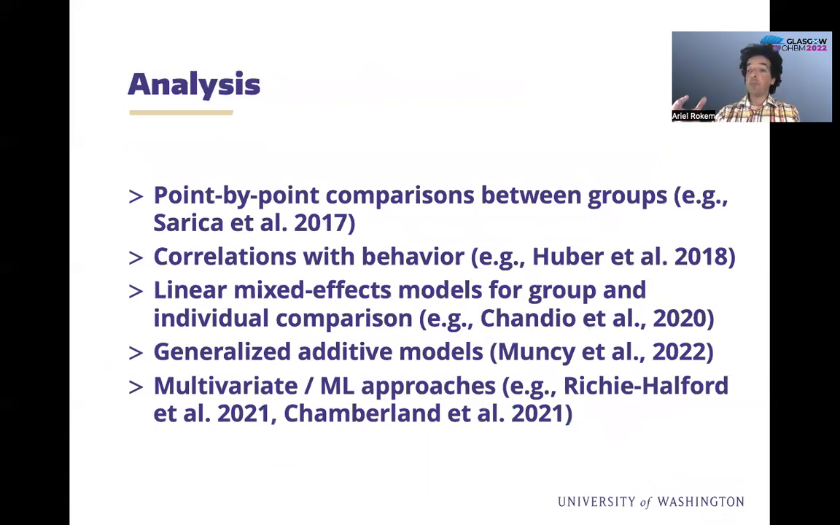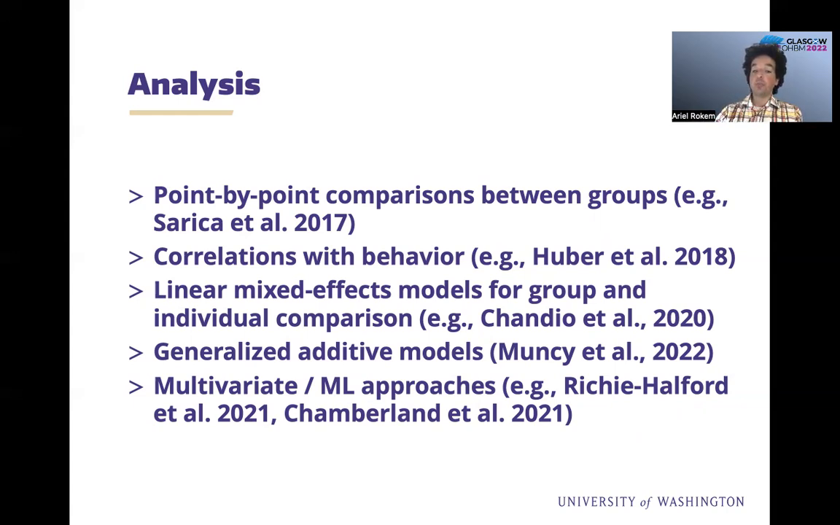Now, once you get these tract profiles, you want to analyze them. There are many approaches for the analysis, and some of them you'll see in some of the talks later in this course. For example, you can do point-by-point comparisons between groups, as done in this paper by Alessia Sarica et al. in a sample of patients with amyotrophic lateral sclerosis, ALS, and a matched control set to show differences in particular tracts. You can correlate the properties with behavior, as done, for example, by Libby Huber et al. in this paper, correlating properties of certain tracts with reading ability.